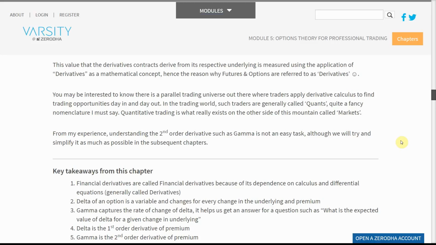From my experience, understanding the second-order derivative such as gamma is not an easy task, although we will try and simplify it as much as possible in the subsequent chapters.